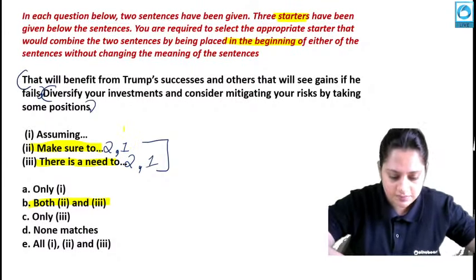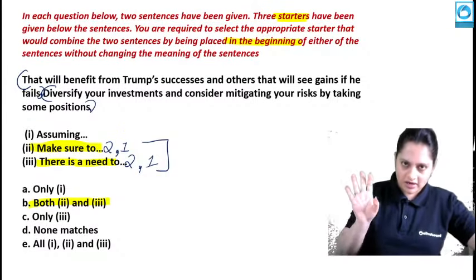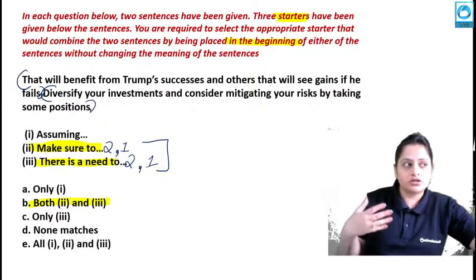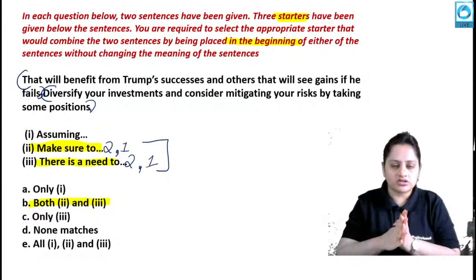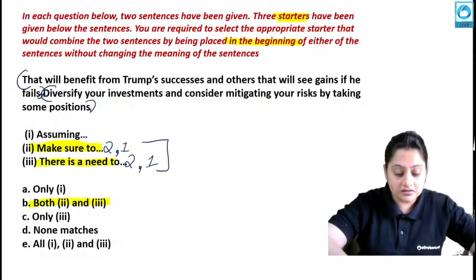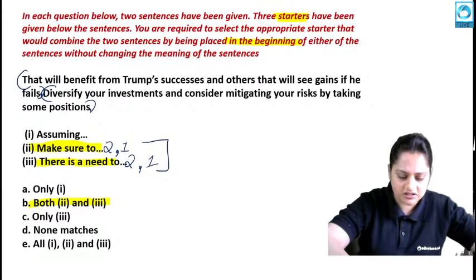Okay, in fact I will repeat for you. See, we need more practice of connectors. Don't worry, in the mains batch I have got that covered. I have special class for connectors because I know it is an important question type in mains. So what the question says is select a beginner, a starter phrase. But the condition is you cannot change the meaning of the sentences. We are not changing the meaning of the sentences.